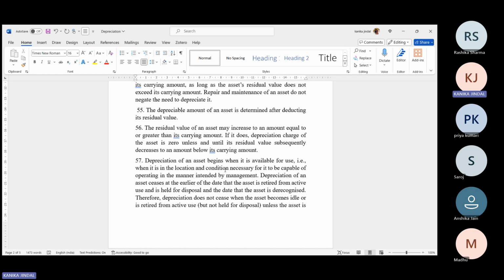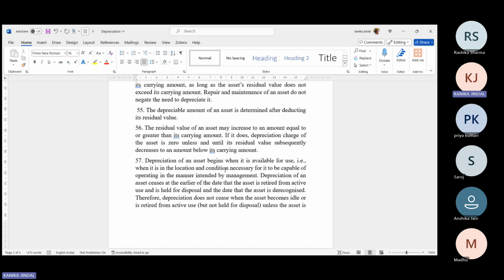जब हम उसको install कर देते हैं, इस condition में ले आते हैं कि it is capable of operating in a manner intended by management, then only we can charge depreciation of an asset. Okay, आपने एक मशीन खरीदी, उसको आके रख दिया और उसको यूज में नहीं लिया, so you cannot charge the depreciation. But आपने मशीन खरीदी, उसके बाद आपने एक हफ्ते बाद उसको इंस्टॉल करा और उसको यूज किया, then only you can charge the depreciation.